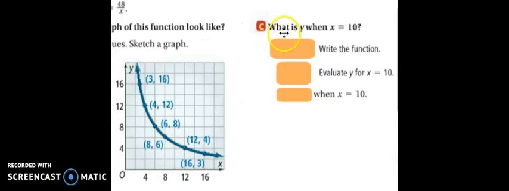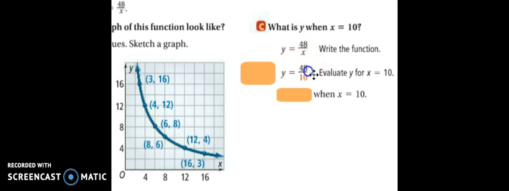In part C, we want to find the value of y when x is 10. So I'm going to use the graph to give me an estimate. So here's where 10 would be. So I know it's more than 4 and less than 8. So here's my function, y equals 48 over x. I'm going to plug 10 in. 48 divided by 10 is 4.8. And if you look on the graph, we knew it was more than 4 and less than 8, so that would be correct.